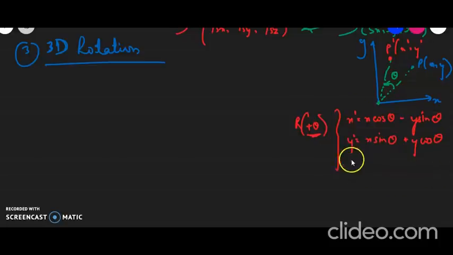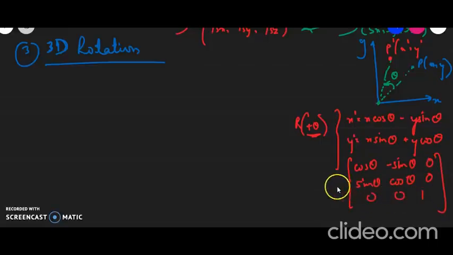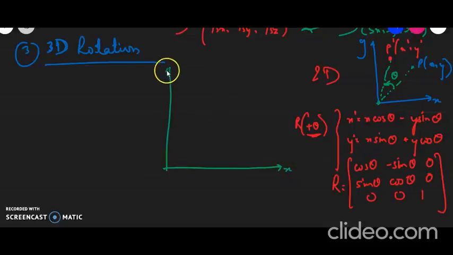So this is what we have written, and using this I got cos theta, minus sine theta, 0, sine theta, cos theta, 0, 0, 0, 1. So this was my R matrix in the two-dimensional case. Now we see what happens in the three-dimensional case, right? So I will just be drawing my three-dimensional x, y, and z, right?